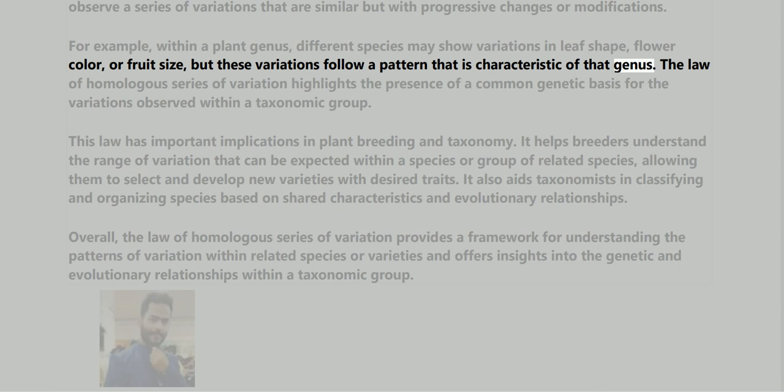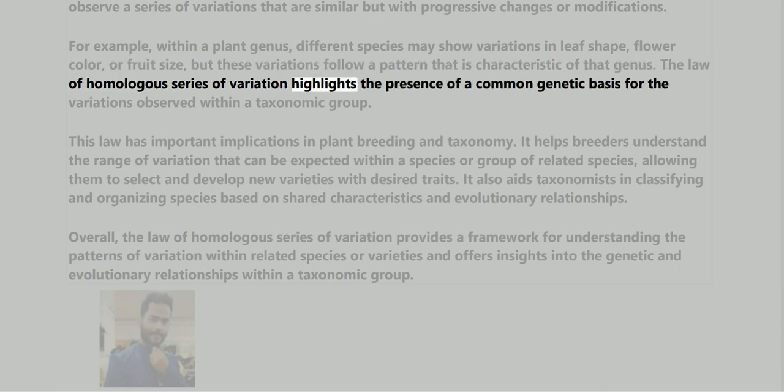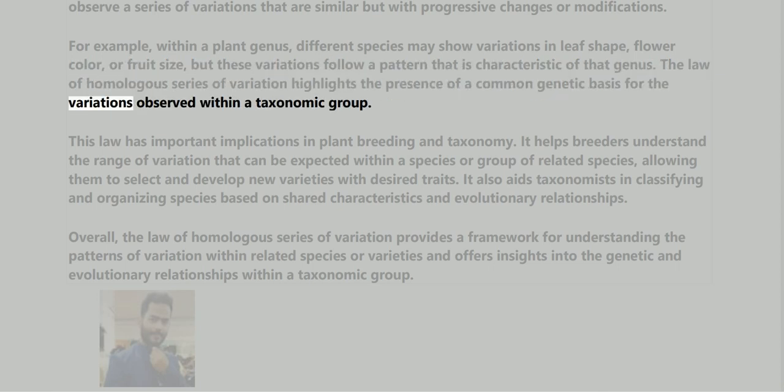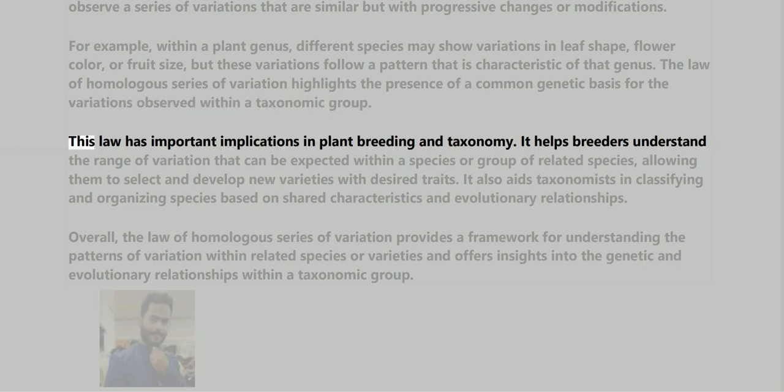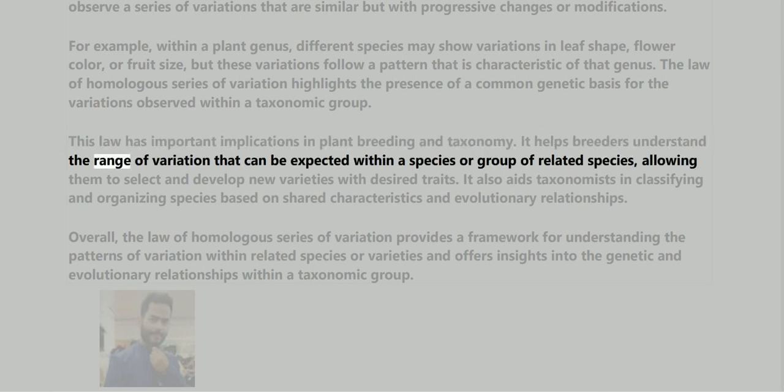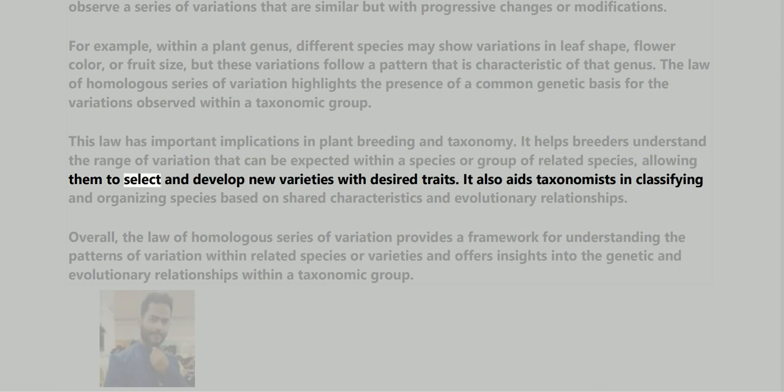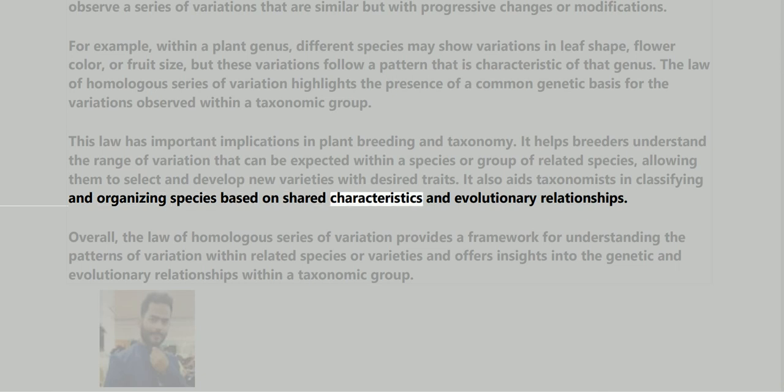The law of homologous series of variation highlights the presence of a common genetic basis for the variations observed within a taxonomic group. This law has important implications in plant breeding and taxonomy. It helps breeders understand the range of variation that can be expected within a species or group of related species, allowing them to select and develop new varieties with desired traits. It also aids taxonomists in classifying and organizing species based on shared characteristics and evolutionary relationships.